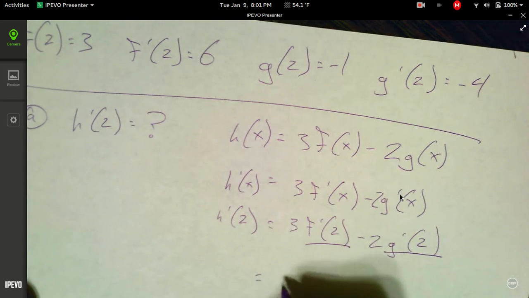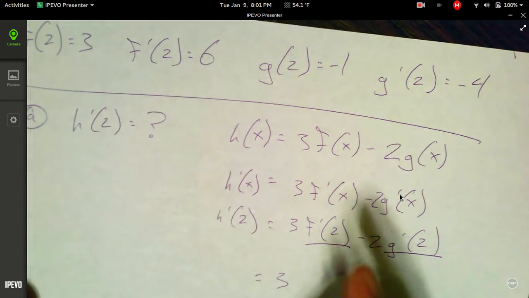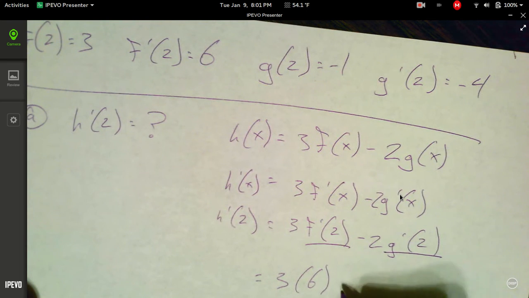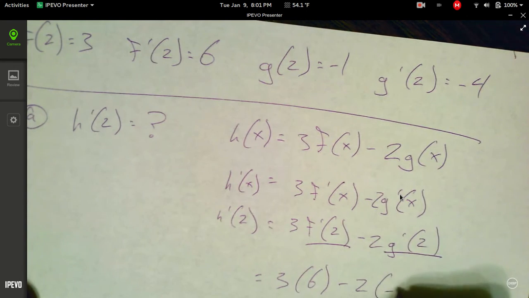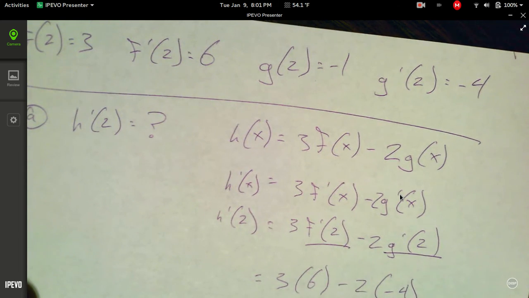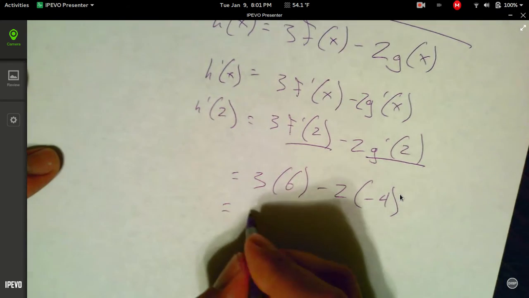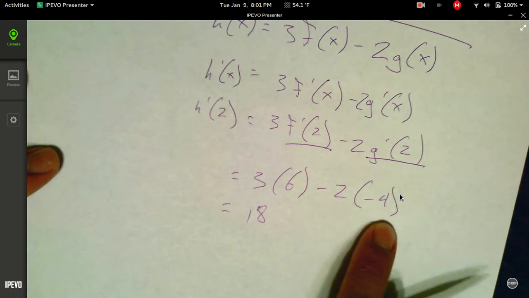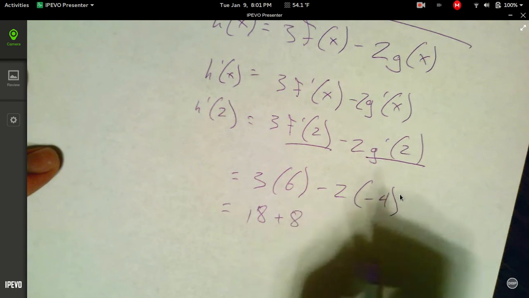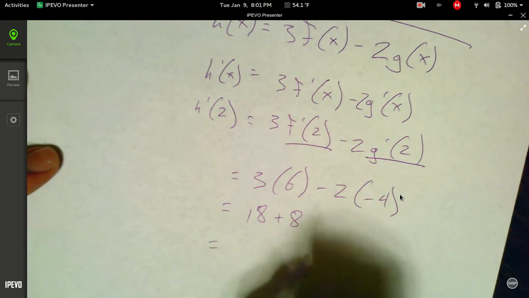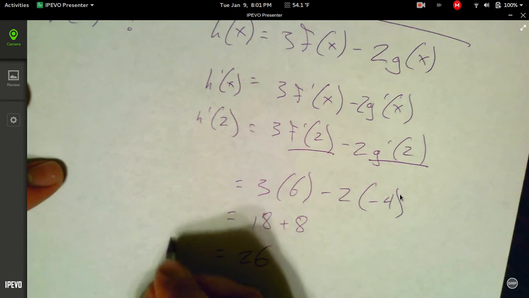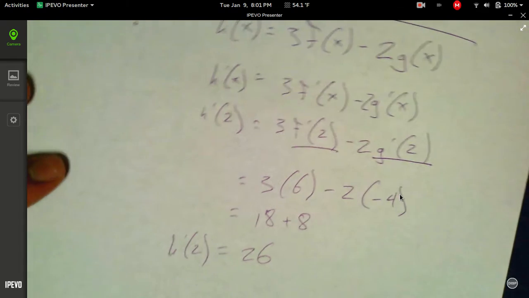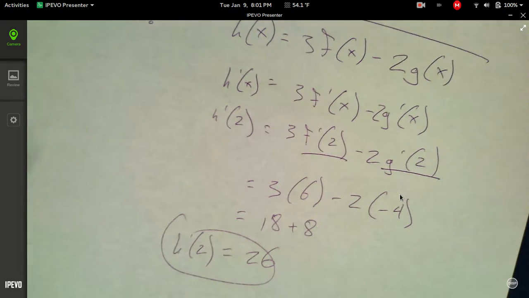So this can be rewritten as 3 times 6, that's what the value of f prime of 2 is, minus 2 times g prime of 2, which is negative 4. Simplify this out. 3 times 6 is 18. Negative 2 times negative 4 is positive 8, which gives us 26. Okay, so we have 26, and that is what h prime of 2 will be equal to for this particular problem.